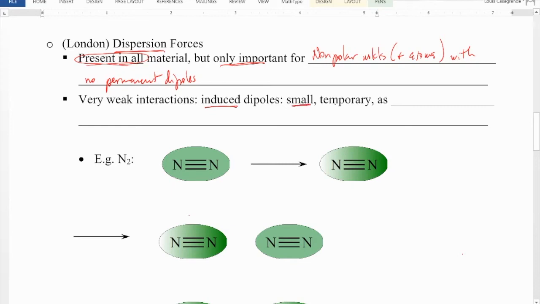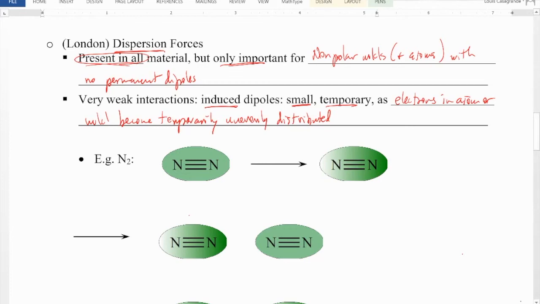They're small and they're temporary, and they occur as electrons in the atom or molecule become temporarily unevenly distributed. So I'm going to illustrate below how a dipole can form and how London dispersion forces form.